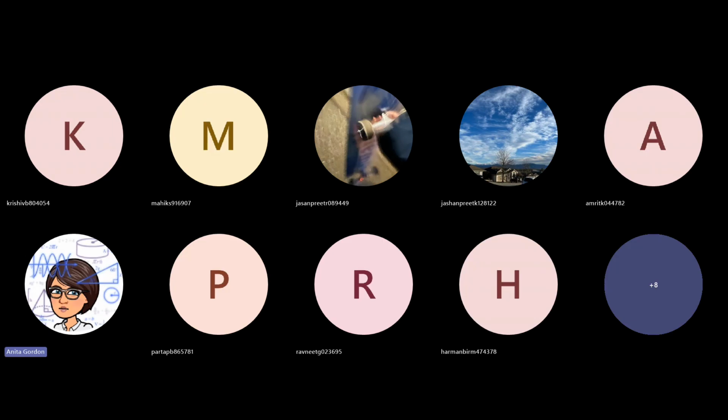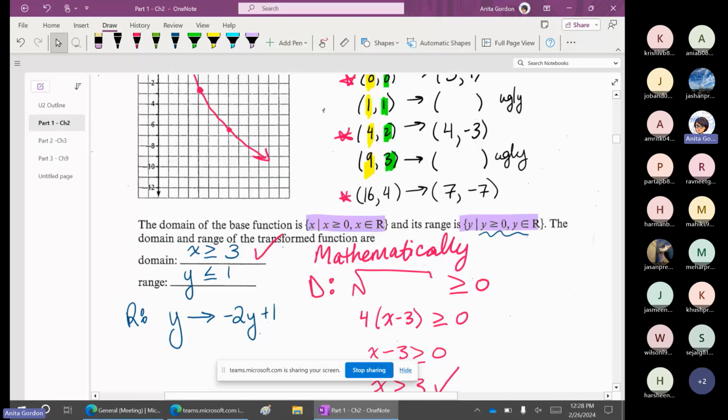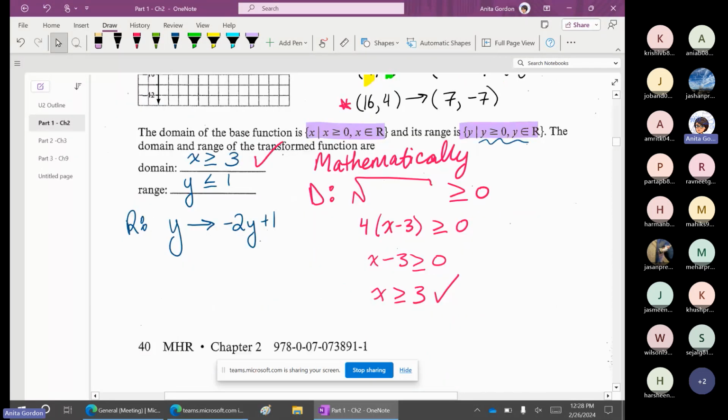So our original range was that y had to be greater than or equal to 0. Because our starting point is 0 here, there are two things we need to worry about: the sign in front of the y and the shift. Reason being, when we have a 0 in here, the number of the 2 doesn't actually matter, because 2 times 0 is still going to be 0, right?